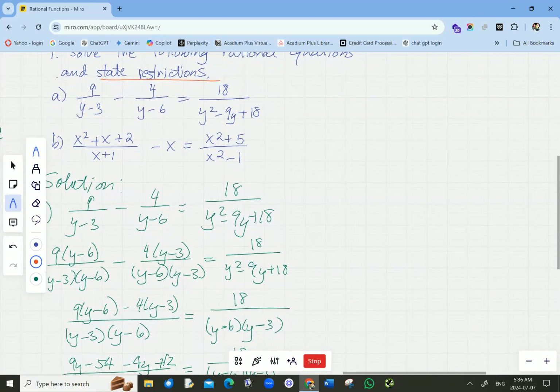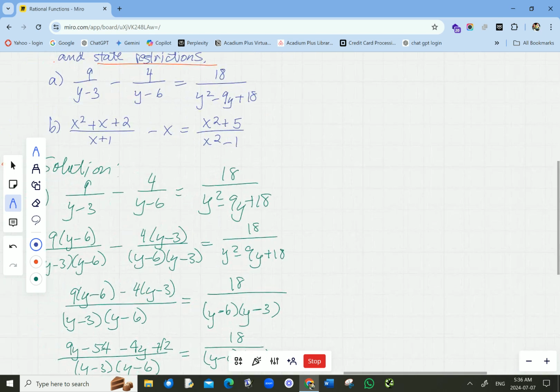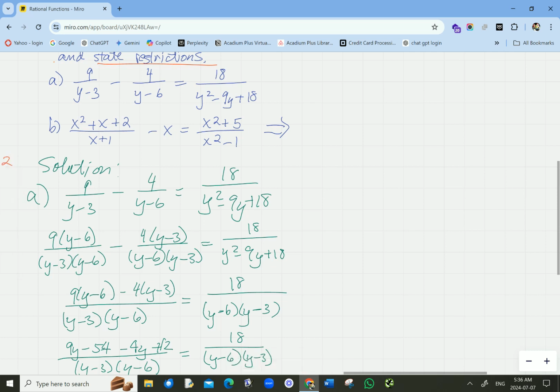Now let's look at the second question, part B, and let's see if it's easier. I doubt it. They all take a bit of time. In this case, we have x squared plus x plus 2 over x plus 1 minus x equals x squared plus 5 over x squared minus 1.